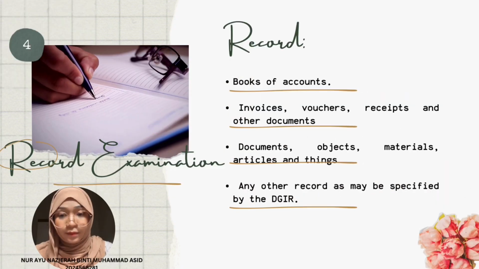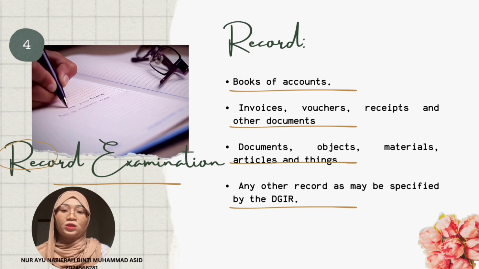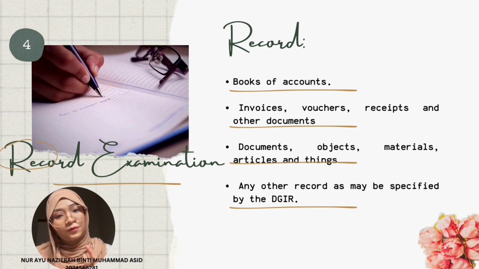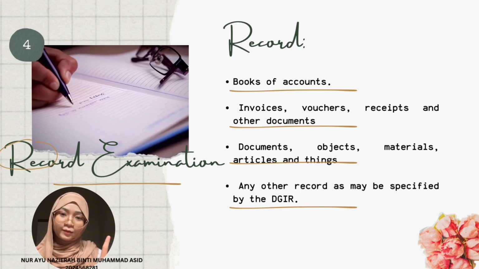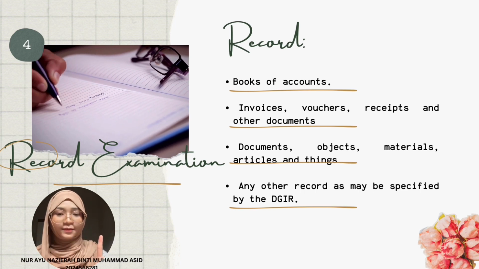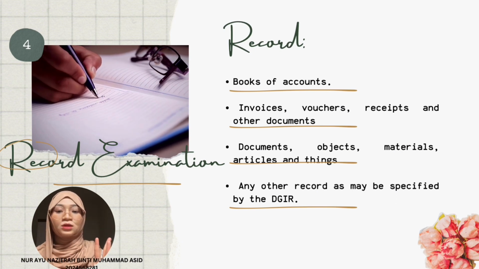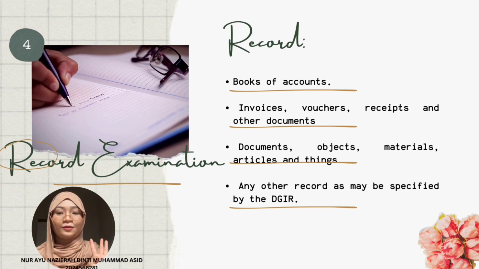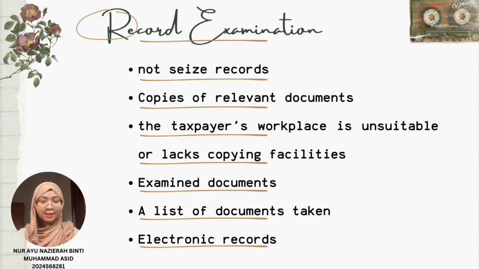So this is an example of the records that will be audited. First, books of account for recording receipt and payment or income and expenditure. Invoice, voucher, receipt, and other documents that are required to verify entries recorded in the books of account. Document, object, material, article, and things which are maintained and kept in the form of electronic media. Any other record as may be specified by the DGIR.